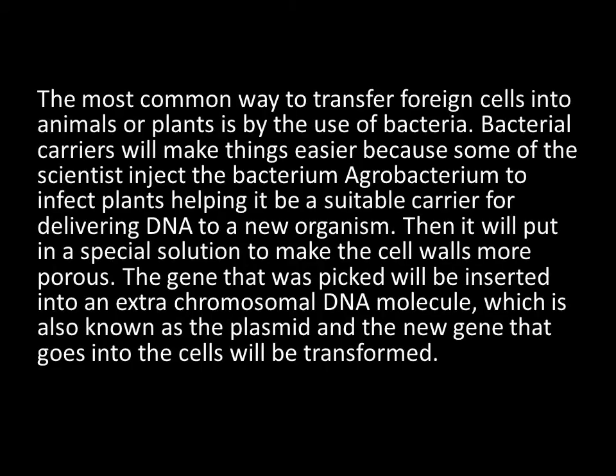The most common way to transfer foreign genes into animals or plants is by the use of bacteria. Bacterial carriers make things easier because some scientists use the bacterium Agrobacterium to infect plants, making it a suitable carrier for delivering DNA to a new organism. Then it is put in a special solution to make the cell walls more porous. The gene that was picked will be inserted into an extra-chromosomal DNA molecule, also known as a plasmid, and the new gene that goes into the cell will be transformed.